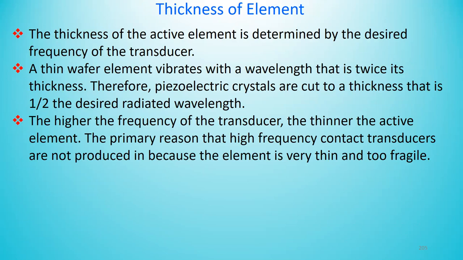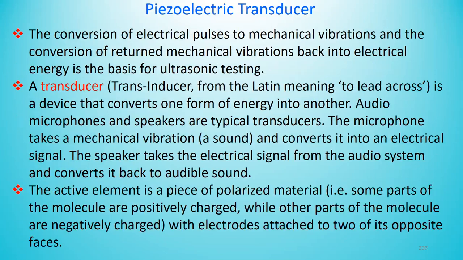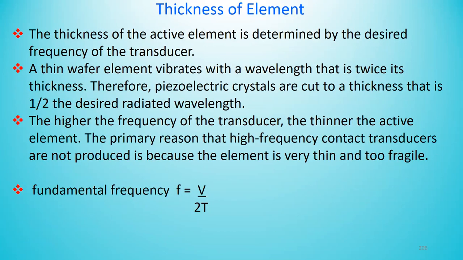The thickness of the active element is determined by the desired frequency of the transducer. The thin wafer element vibrates with a wavelength that is twice its thickness. Therefore, the piezoelectric crystal is cut to a thickness that is half of the desired radiated wavelength. The higher the frequency of the transducer, the thinner the active element. The primary reason high frequency contact transducers are not produced is that the element is very thin and too fragile. So the fundamental frequency f = v/2t, velocity divided by 2 times thickness. So thickness can be calculated as t = v/2f.